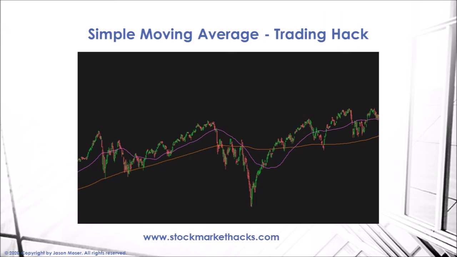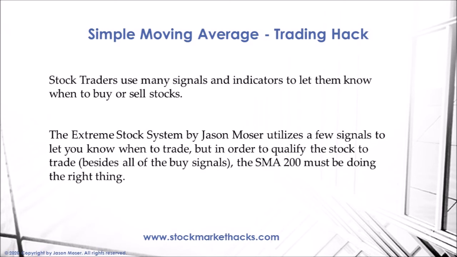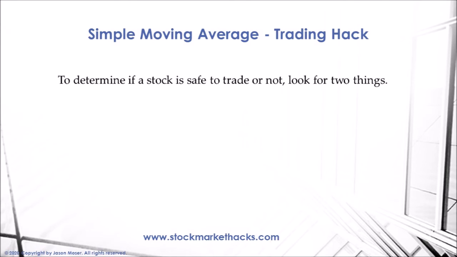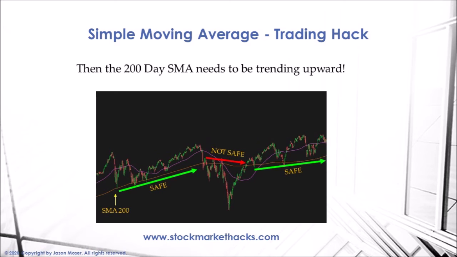Simple moving average, trading hack. Stock traders use many signals and indicators to let them know when to buy or sell stocks. The Extreme Stock System, by Jason Moser, utilizes a few signals to let you know when to trade, but in order to qualify the stock to trade, besides all of the buy signals, the SMA 200 must be doing the right thing. To determine if a stock is safe to trade or not, look for two things. First, the stock's price needs to be above the 200-day SMA. Then the 200-day SMA needs to be trending upward.